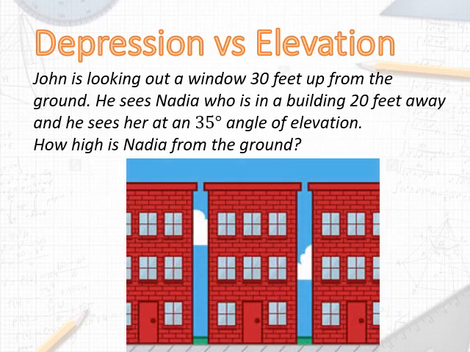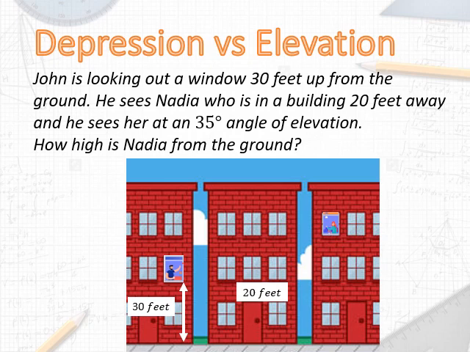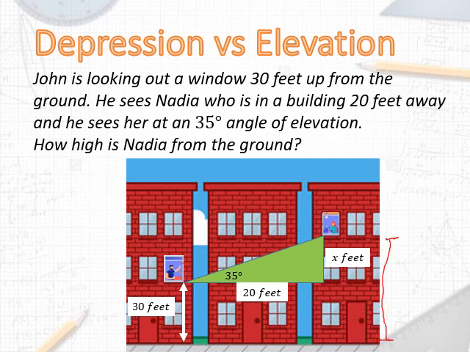So you got your buildings. Say there's John, there's Nadia. He's 30 feet off the ground. They're 20 feet apart. It's a 35-degree angle of elevation, and we want to figure out how high she is from the ground. Now, x is not our answer, because we want to know how high she is from the ground. x is simply the difference of their heights, and then we're going to add 30 to it to get our answer. So if we were trying to solve this, we got our angle down here.